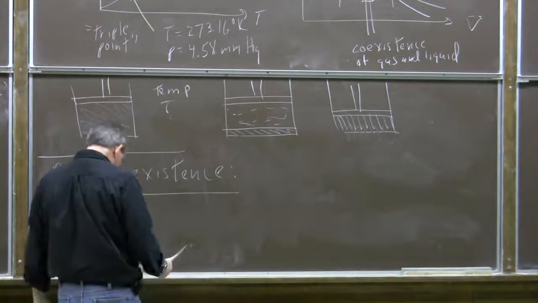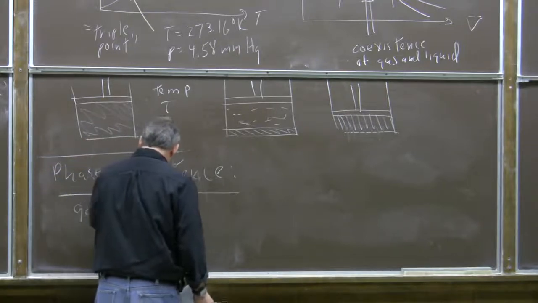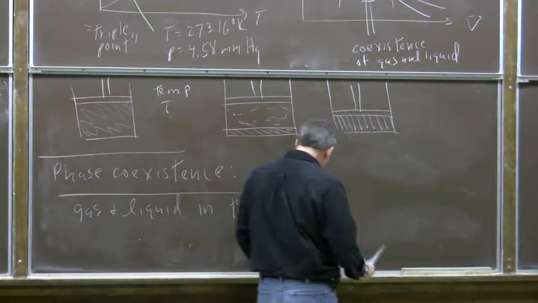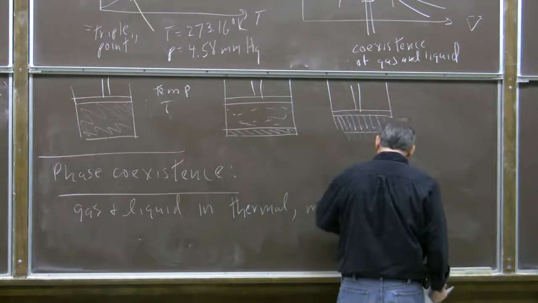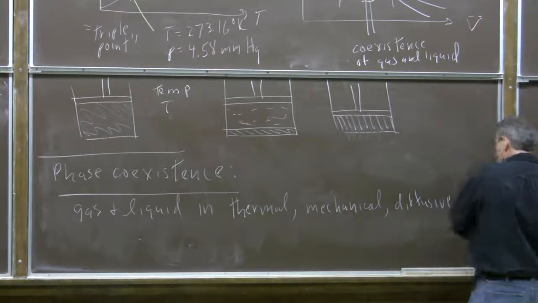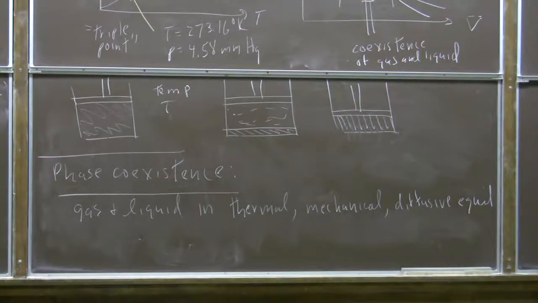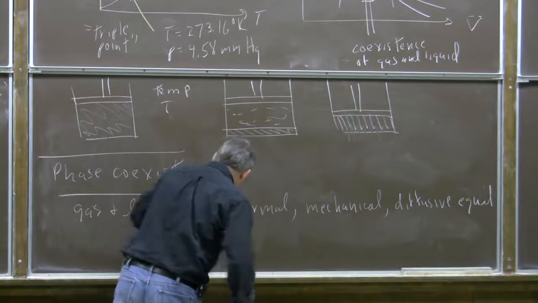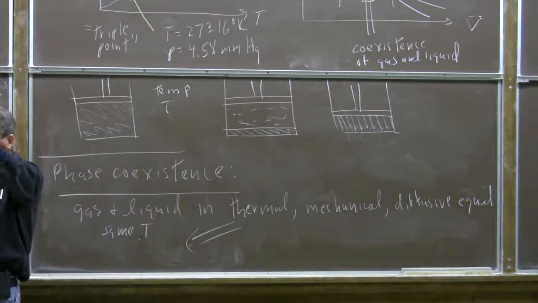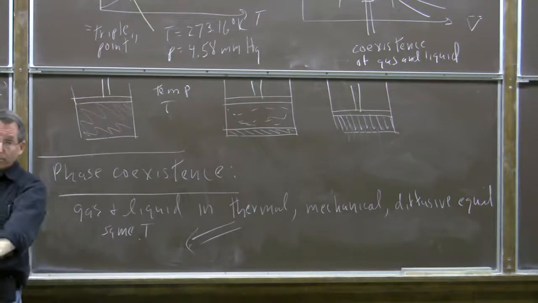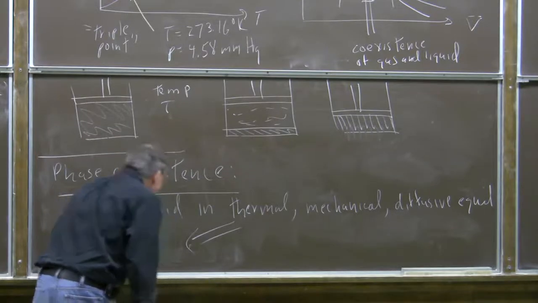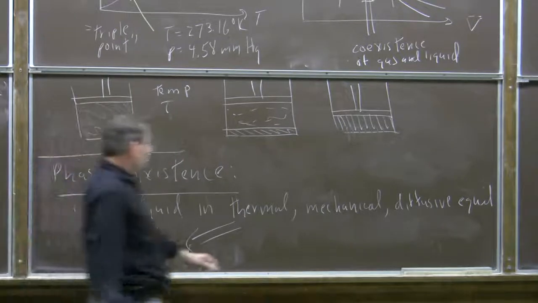So in this case, we're talking about gas and liquid in thermal, mechanical, and diffusive equilibrium. The gas and the liquid are at the same temperature, if not, there would be heat flow from the hotter phase to the lower phase. Okay, so in equilibrium, they have the same temperature. So no heat flow because they're at the same temperature. They're in mechanical equilibrium, they have the same pressure.